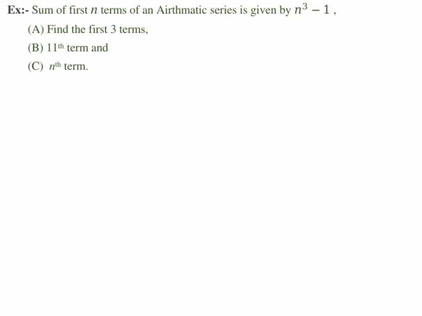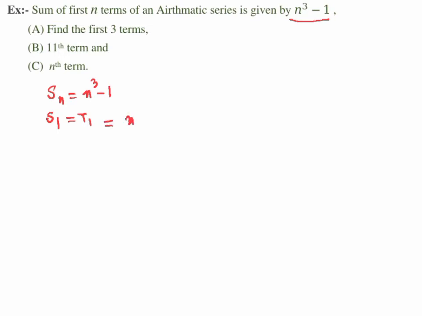Sum of the first n terms of an arithmetic series is given by n cube minus 1. Find the first 3 terms. So it's very simple. Sum is given for n terms. So Sn is n cube minus 1. So what we do, first we'll find S1, because S1 is nothing but T1, because there is only one term, so that will be the sum also. So S1 will be T1 equals how much?